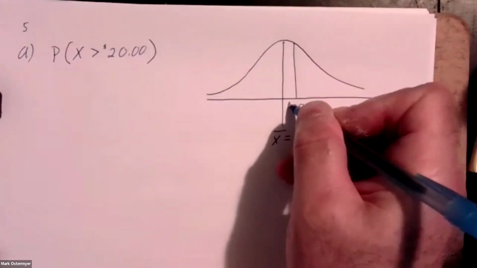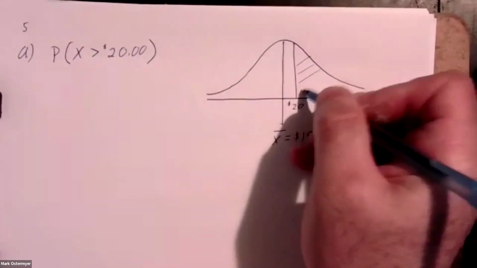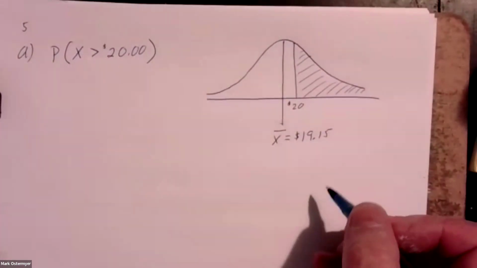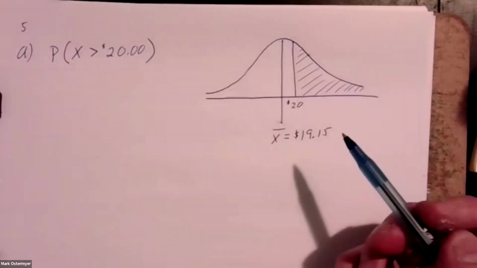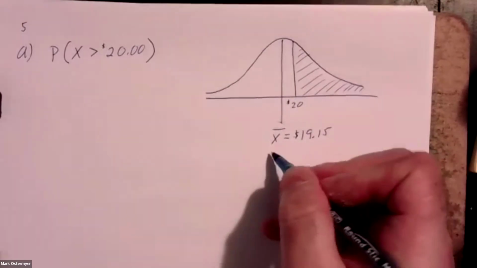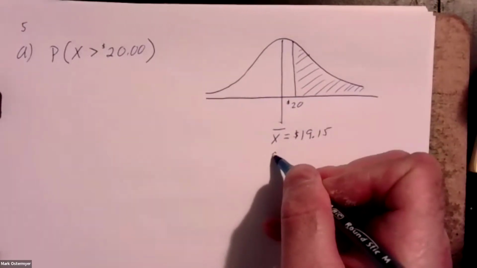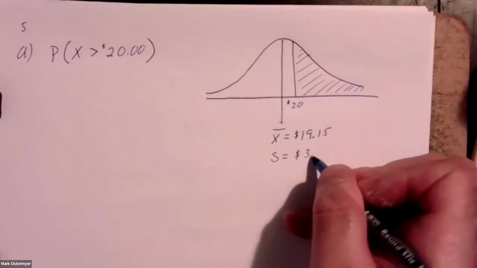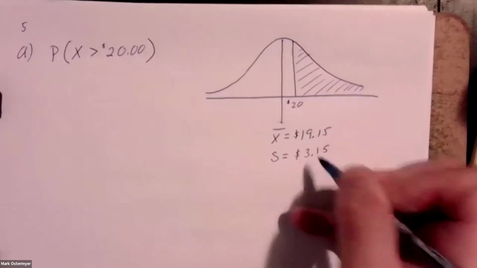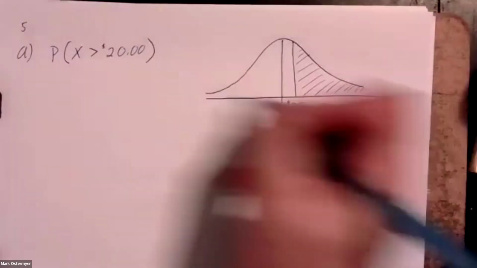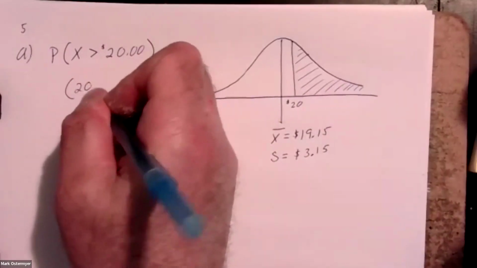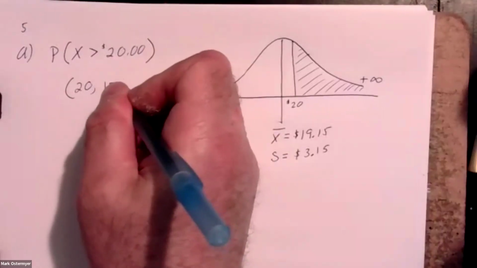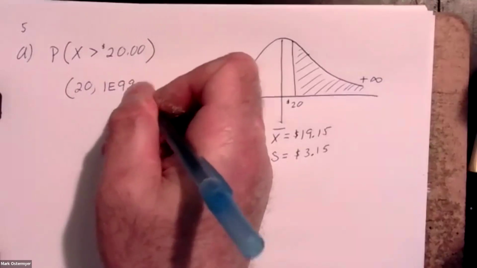And this probability that they want us to find is really equal to this area in the upper tail of the normal distribution. To find this area or this probability, we're going to use our normal calculator, where our mean of this distribution is $19.15 and the standard deviation is $3.15. Notice for this interval, the lower end point of our interval is 20 and the upper end point is positive infinity, which is going to be entered in as 1e to the 99th power.